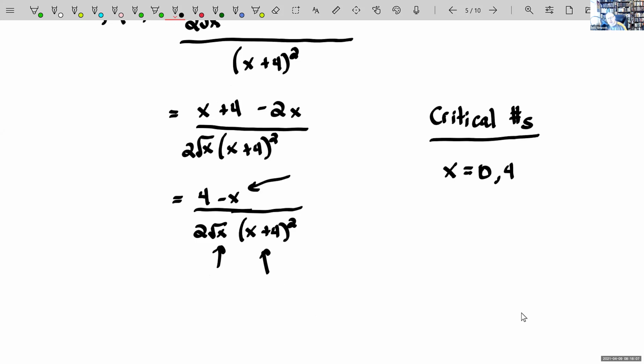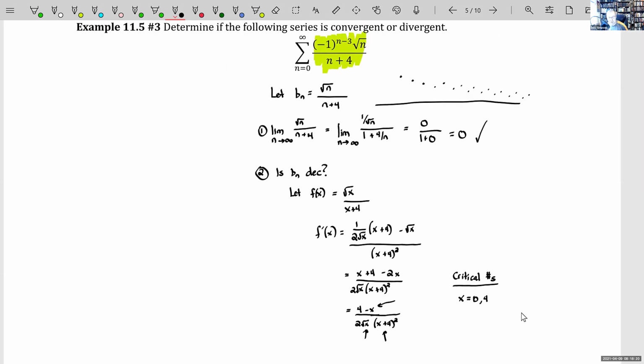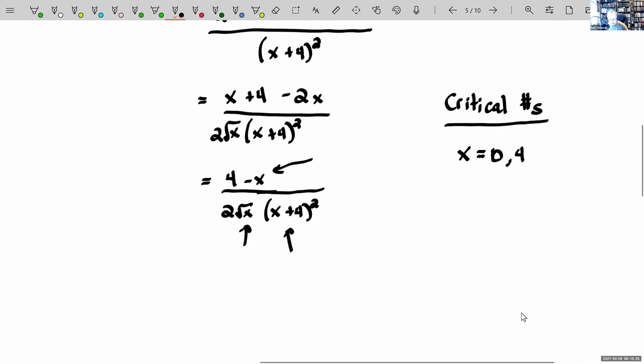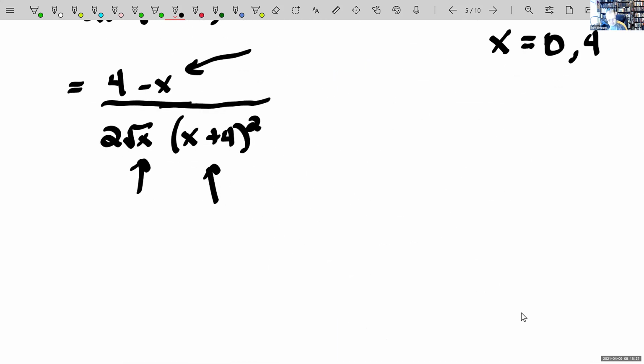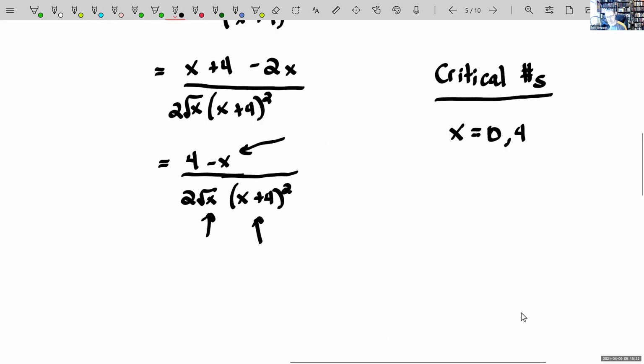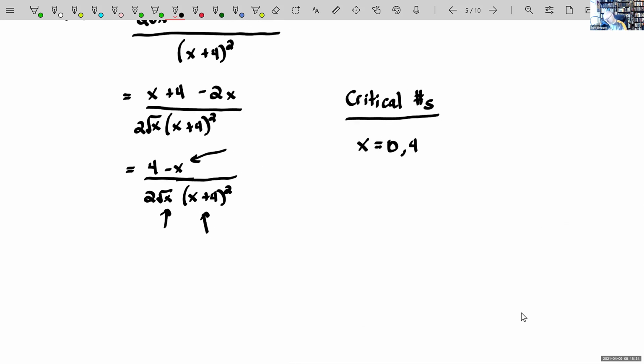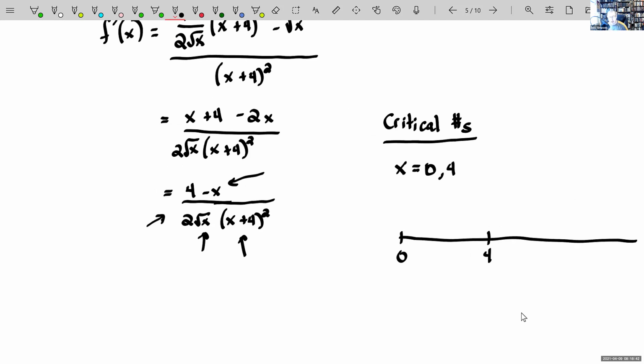And if you take a look in there, you might say, but x can also not equal -4. And it is true, it can't equal -4, but it's not ever going to be -4 for 2 reasons. The first is your summation starts at 0, so it's never going to be -4. But also, it can't be -4 because you're taking the square root of x. So that's another reason why that's not a critical number. So you draw a number line here. Here's 0, here's 4, and then you test your derivative in those intervals.